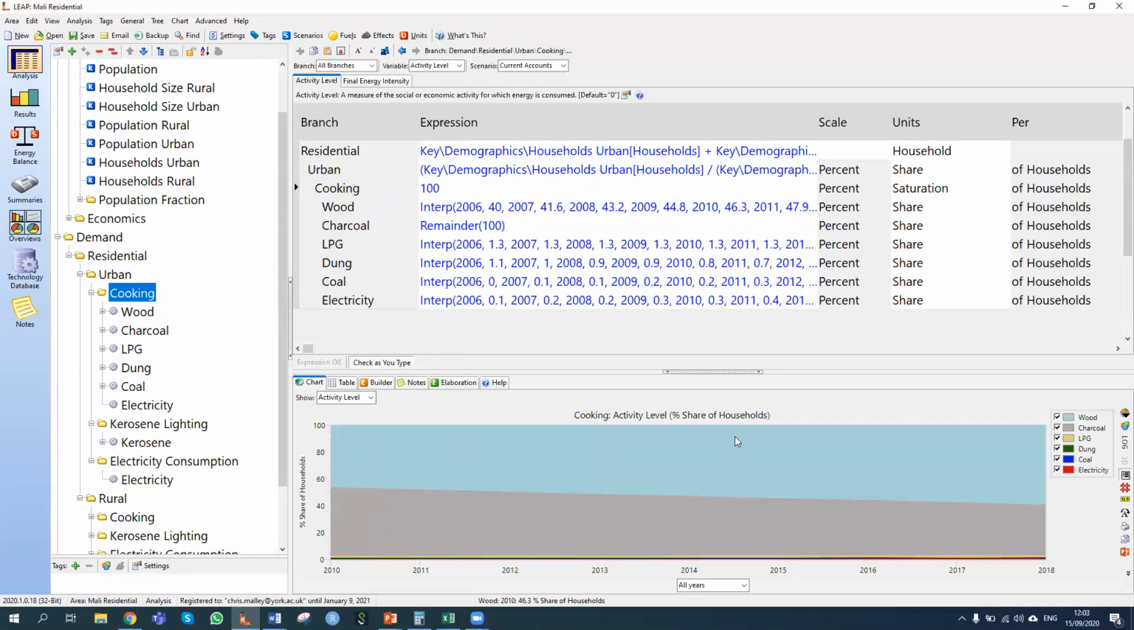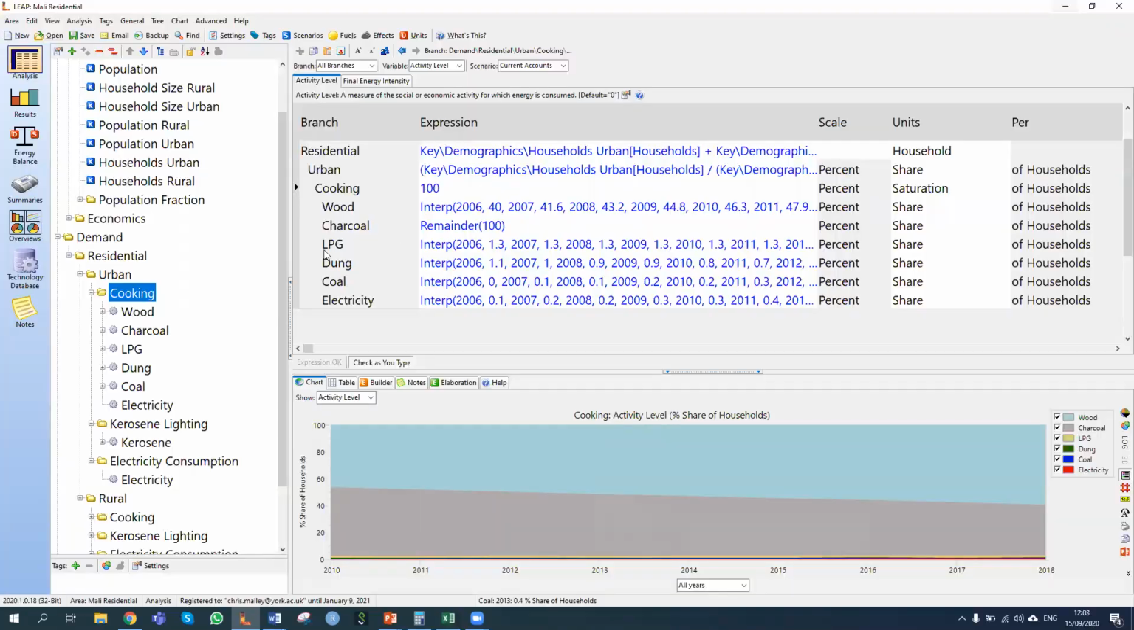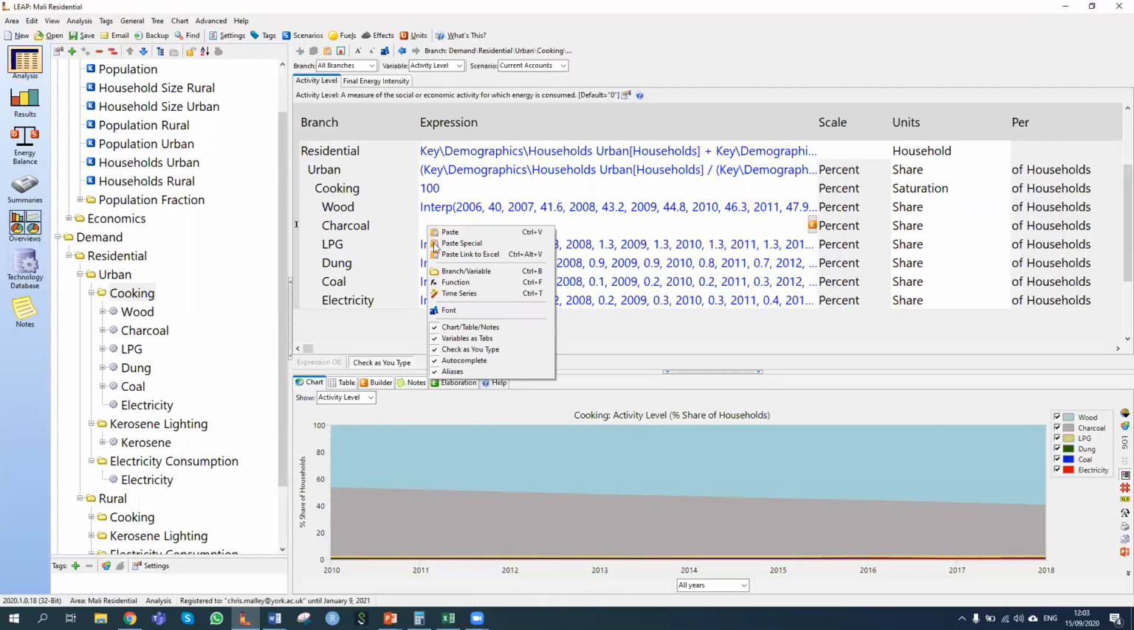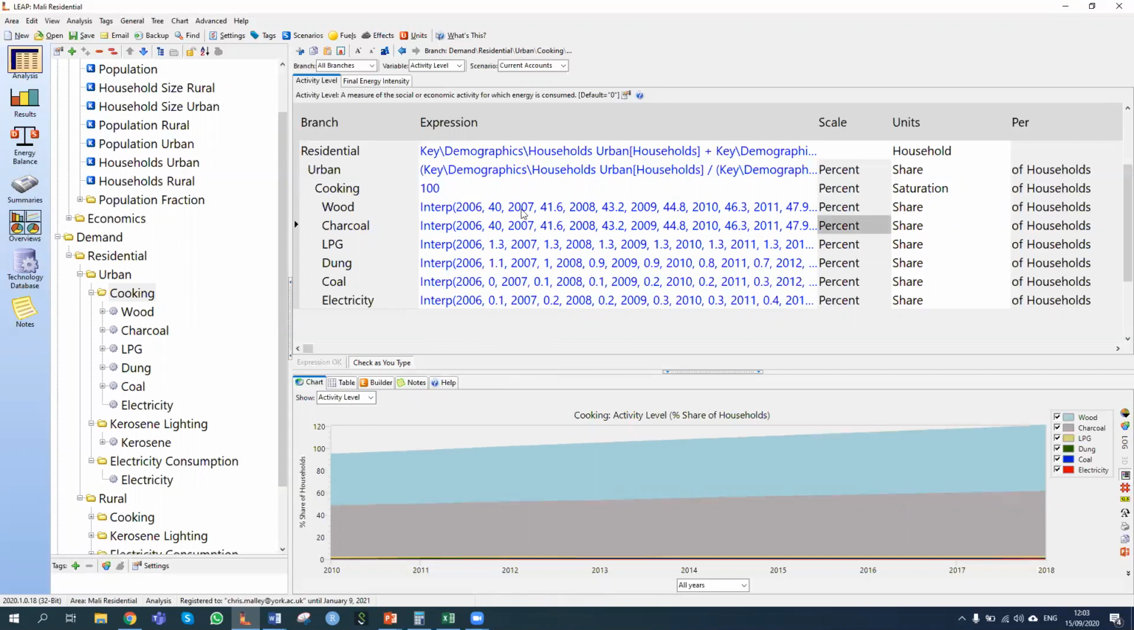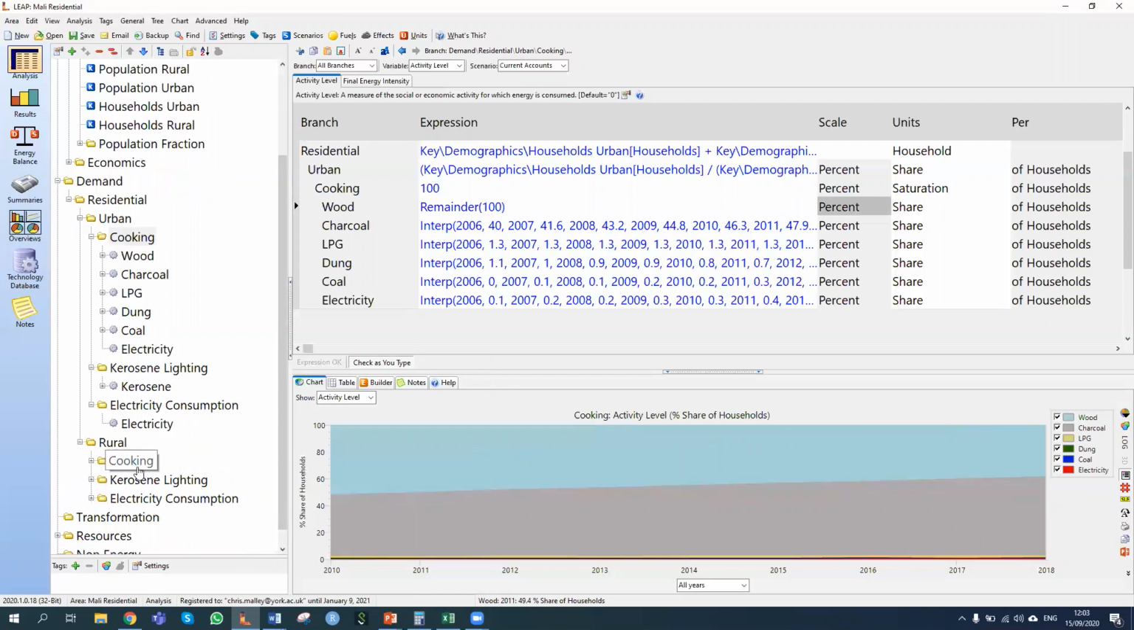So this graph here, one of the advantages of LEAP is that the graphs can show you where you've made a mistake. I noticed here that the amount of wood being consumed was going up in urban areas, where actually it should be decreasing. I can quickly fix that. I can copy this value here for charcoal, and I can paste it under charcoal, and then change wood to remainder 100. So now our charcoal consumption in urban areas is decreasing, and the wood consumption is decreasing.